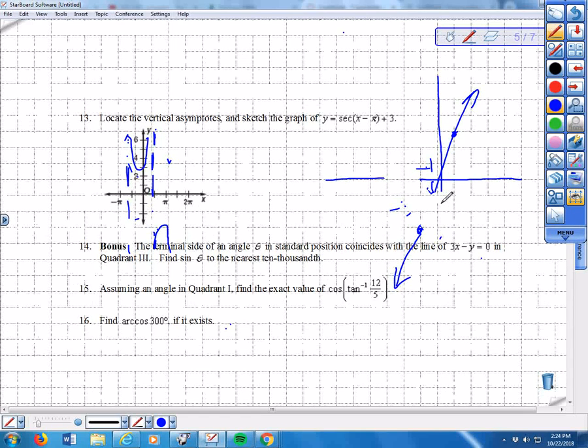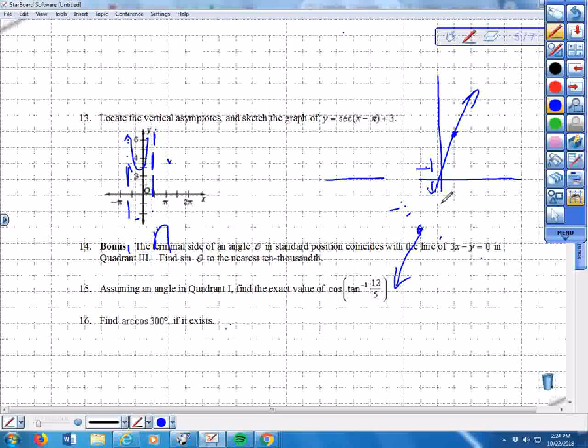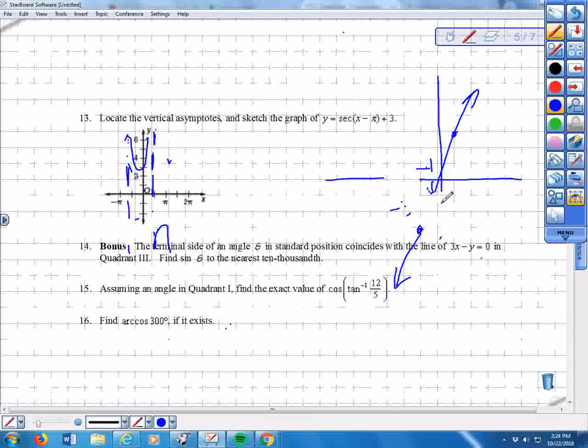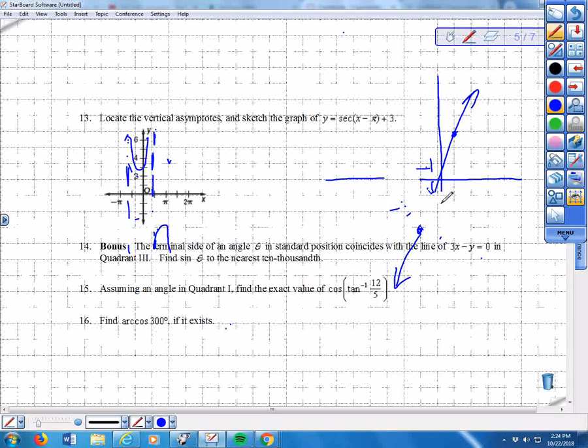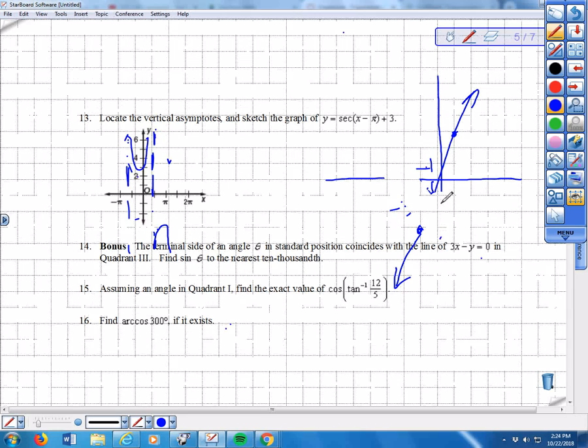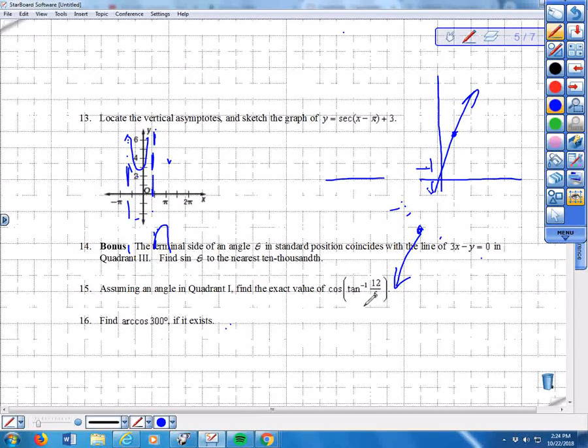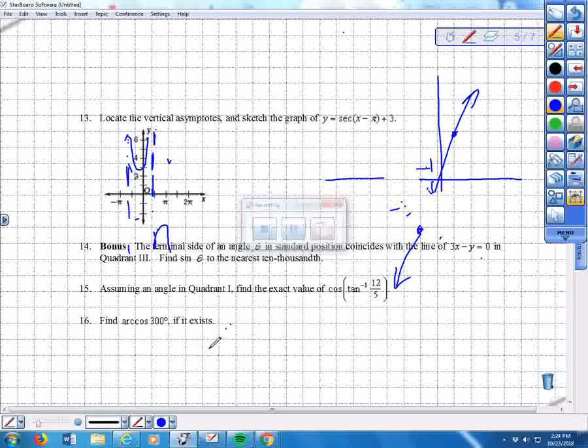All right, test is tomorrow, and we'll start on chapter 3 on Wednesday. Is chapter 3 hard? Chapter 3 is identities. So I'll stop.